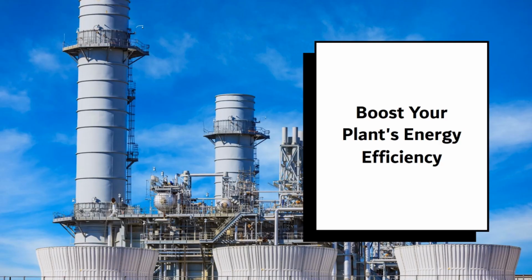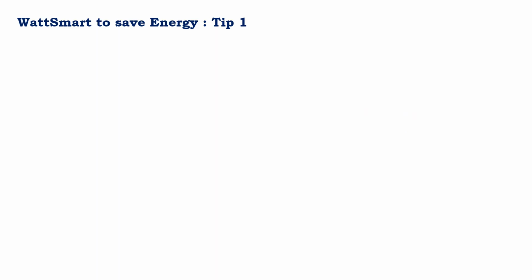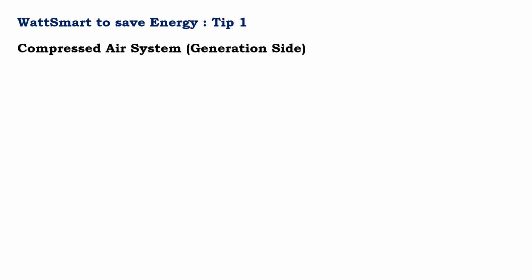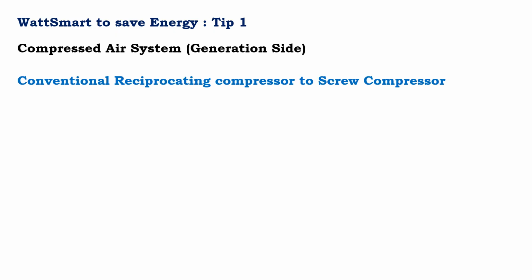So let's start. This is going to be a series with the name WattSmart. WattSmart means how I can better utilize the energy which is there, the watt, and smartly. So WattSmart, saving tip one. Let's start. In this particular one, we are going to talk more about the compressed air system.